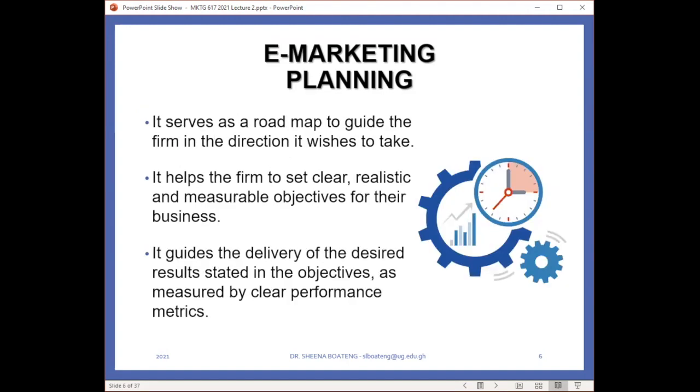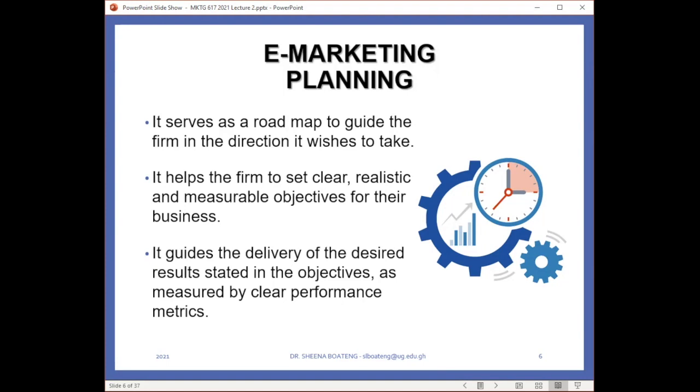So what can we say about the e-marketing plan? It serves as a roadmap that is going to guide us as marketers to take the firm in the direction that it wishes to go. Meaning that with the clear, realistic, and measurable objectives that we will outline in our e-marketing plan, we can ensure that we help the organization deliver the desired results based on the objectives that they have stated as part of their marketing plan, which is directly derived from the firm's general business plan and the general objectives that the firm hopes to achieve.